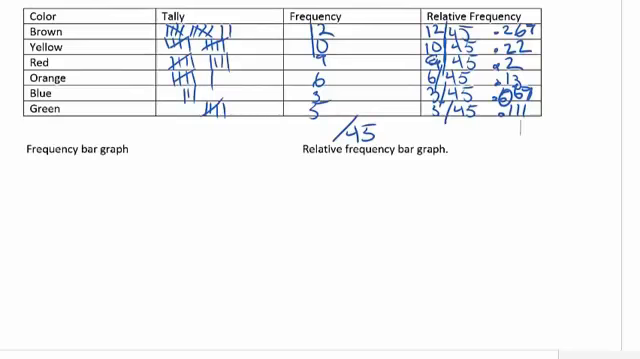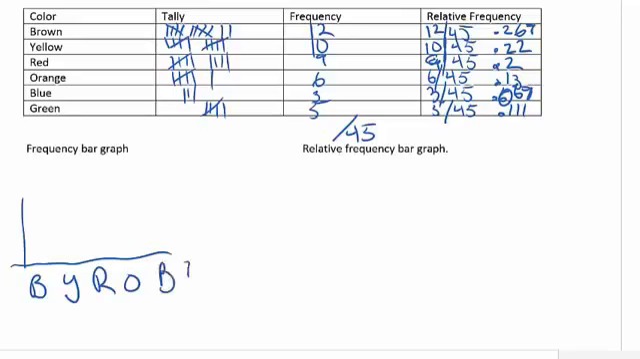Okay, so now we're going to draw a frequency bar graph. I'm going to set up a little chart, and at the bottom, I'm going to write brown, yellow, red, orange, blue, and green. So each letter represents the color it corresponds to. Looks like the highest I need to go up is 12, so I'm going to count by fives: 5, 10, up to 15 is the highest I need. And then I'm just going to draw a bar graph that represents that particular height.